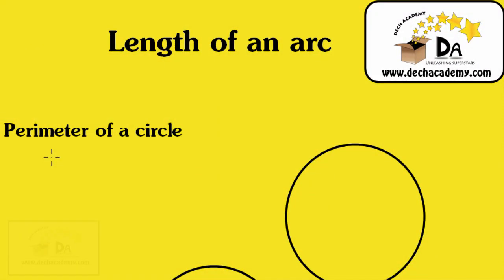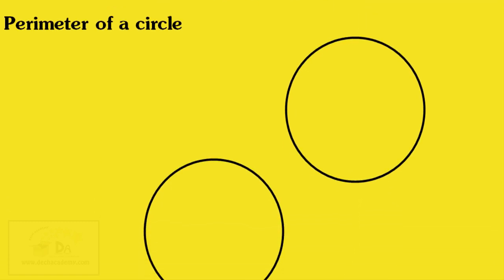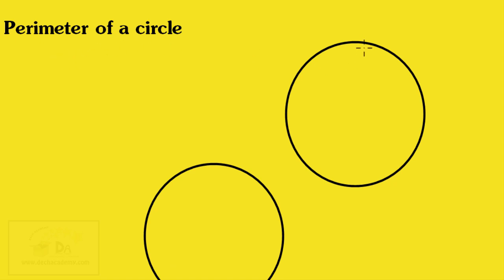In this video, you're going to learn how to determine the length of an arc. To start with, let's look at the perimeter of a circle. Now, we have a circle here, and say I start at this point on the circle and cover the whole distance round the circumference back to the point I started with. The whole distance covered is the perimeter of the circle.